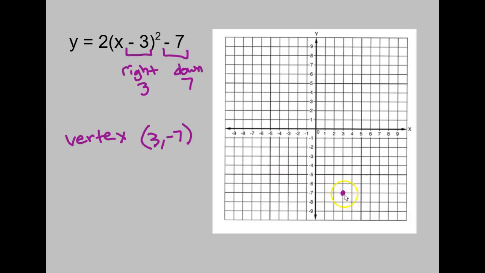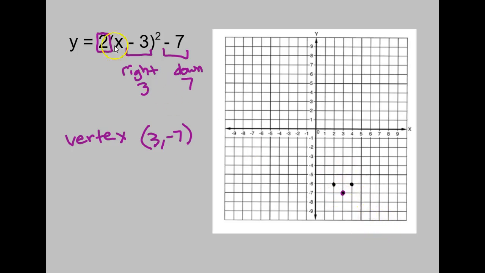All right, so we know where our vertex is. Now this graph is going to be twice as steep as a regular graph. So what usually happens? Well, I'll graph what usually happens in black. So our vertex would be right there. Then what normally happens is we know it goes right 1, up 1. Then we normally know that it goes left 1, up 1.